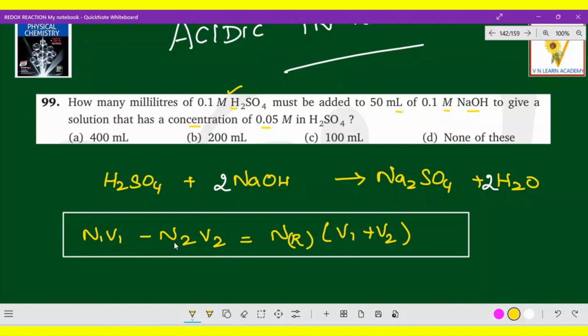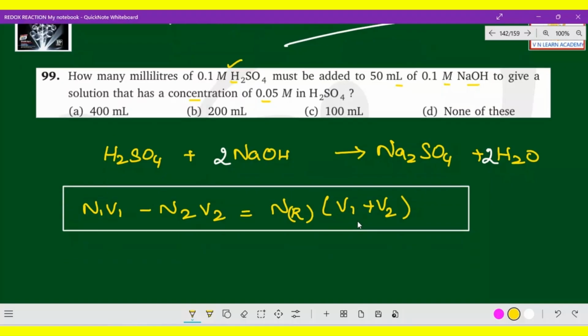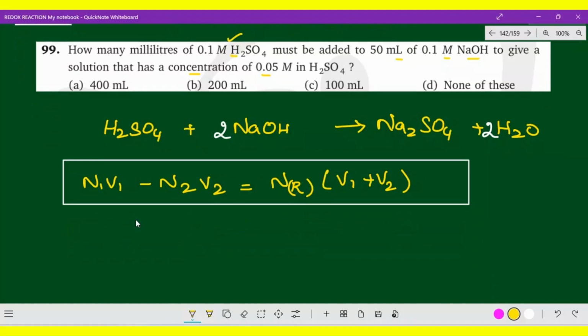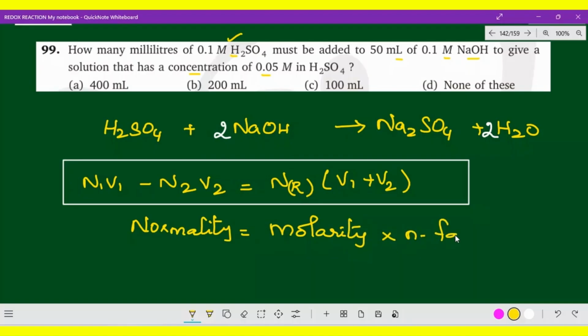So N1V1 minus N2V2 equal to N, here also normality only, of the resulting solution. This is the resulting solution, 0.05, into V1 plus V2. Okay, now I would like to give all the data, and according to that you will identify. Before giving the data, I will mention this point here. Normality equals molarity into n factor. Molarity they have given here. N factor is the number of electrons losing and number of electrons gaining. In that way, we can identify the valency factor and n factor.